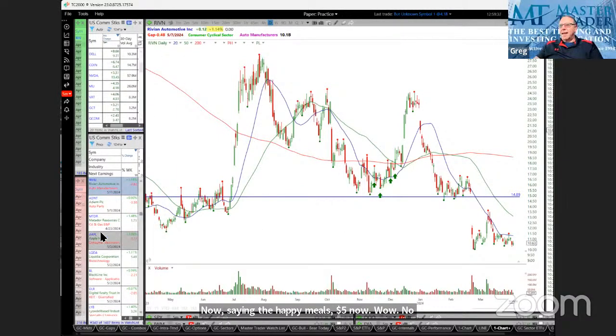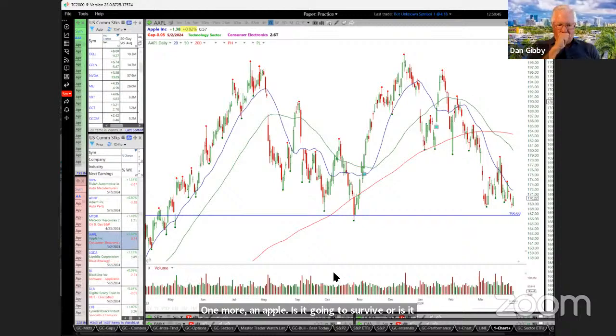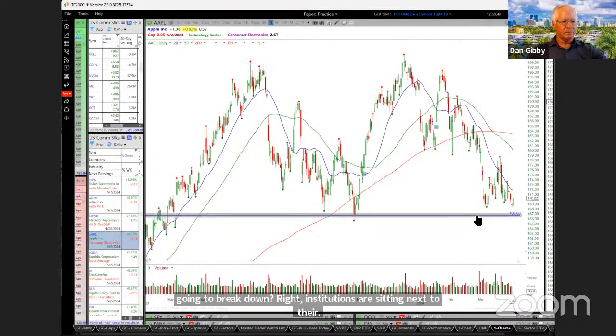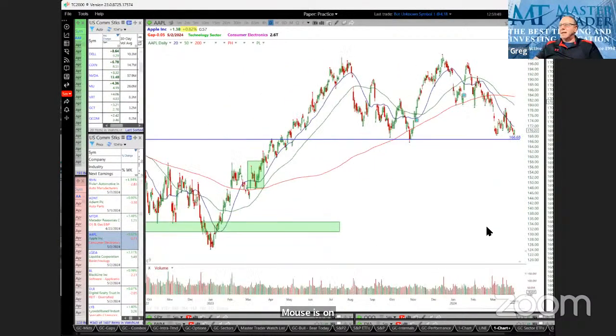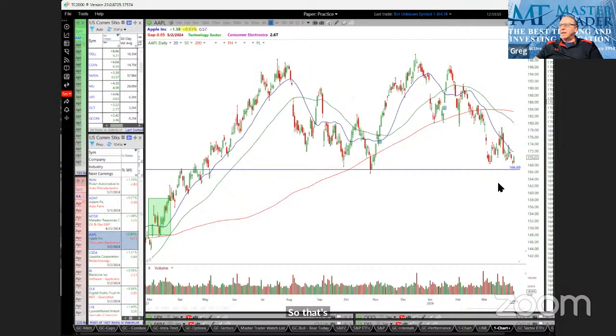One more. Apple. Is it going to survive or is it going to break down? Right? Institutions are sitting next to their mouses on the sell button. If it breaks down below here, that's going to get kind of ugly. So that's a big watch as to what that's going to do.